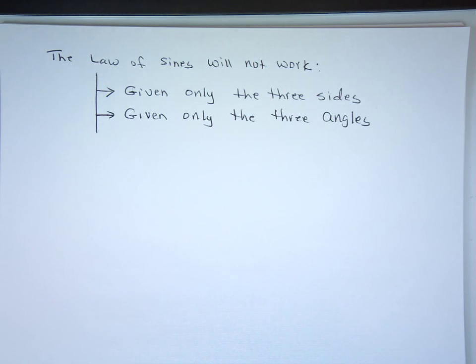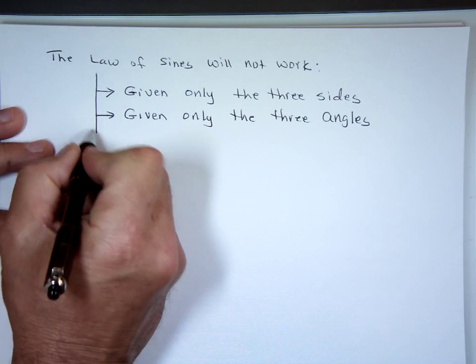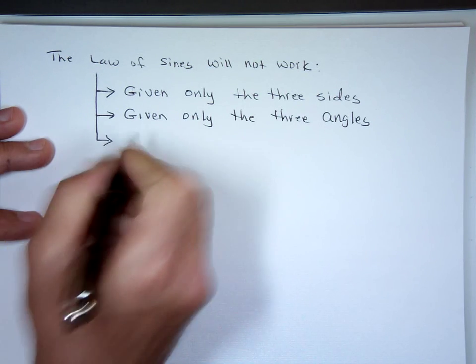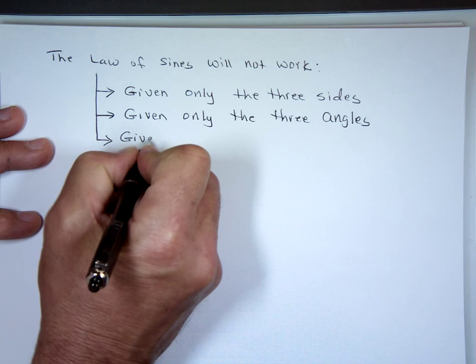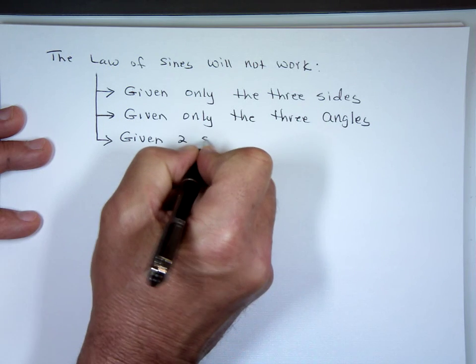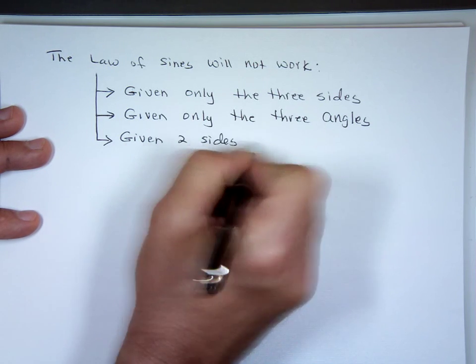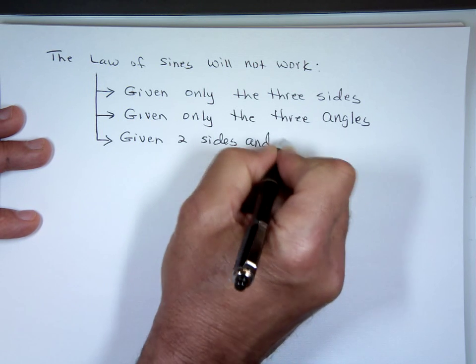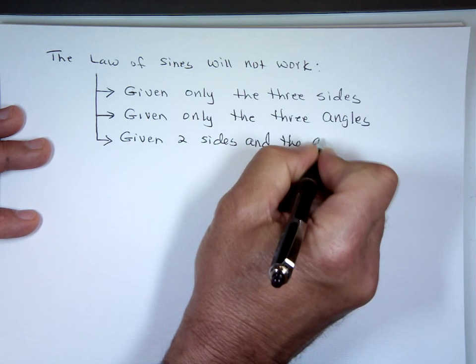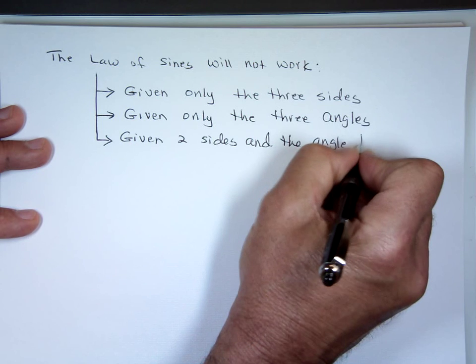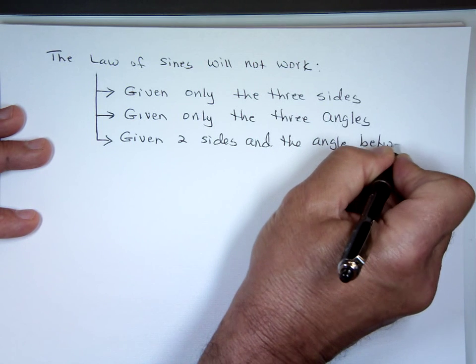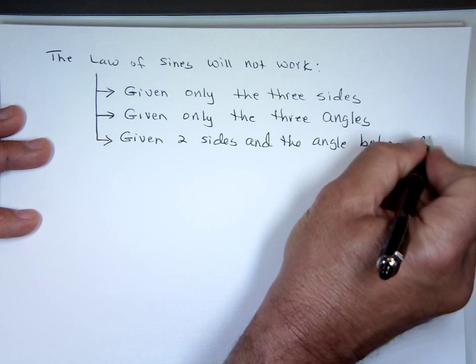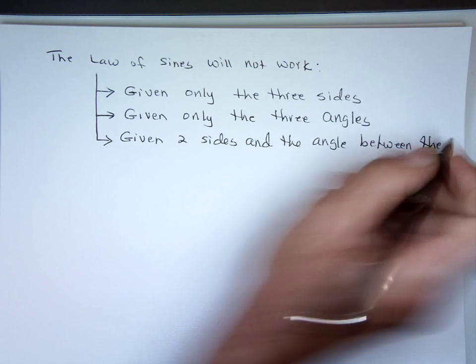And the third case, it does not work if you are given 2 sides and the angle between them. The law of sine will not work. You have too many unknowns in each one.